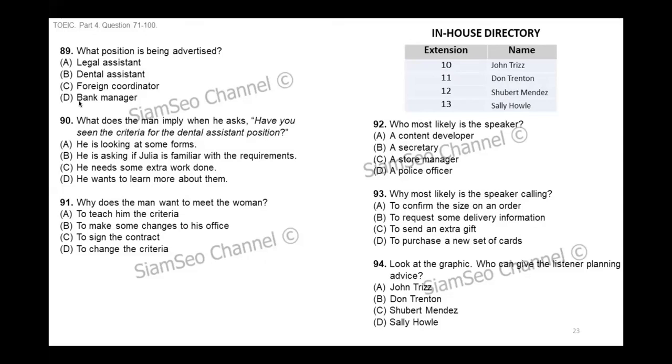Number 89. What position is being advertised?